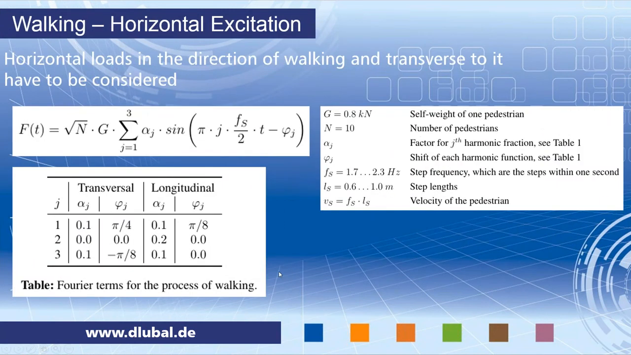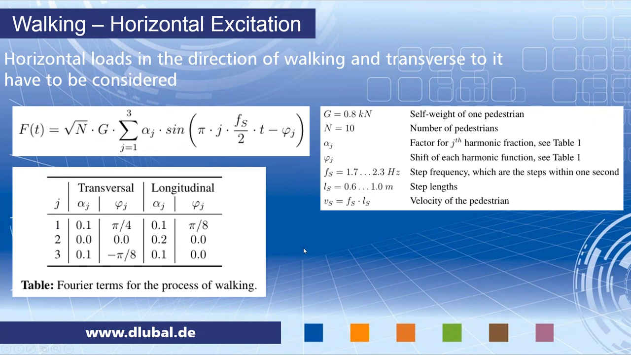The next one is the walking. Walking also leads to some horizontal excitation, which comes from the push of the foot in the direction of walking and from the movement of the upper part of the body transverse to the direction of walking. This is much smaller than the vertical load, and it only considers half of the step frequency because all this is only happening either in the left or the right direction. So I just want to show you here this formula. It's quite similar. It's a sinus function as well. It consists of 3 Fourier terms, and you have the weight of the pedestrian. This is the number of persons. I come back to this later on. We had this in the formula for the vertical excitation as well. I explain this later, how this is calculated or what kind of assumption you have to make here.